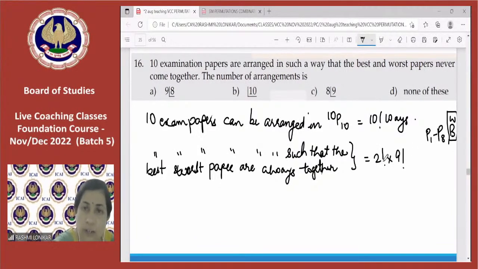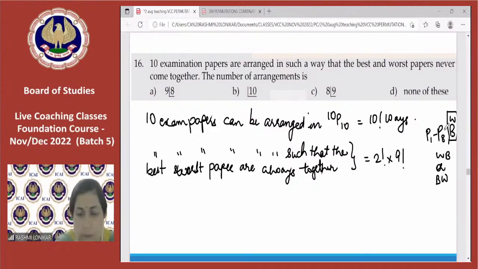Okay, why 2 factorial? Because I can have the worst paper first and then the best, or I can have the best paper first and the worst paper after that. So these are the two options, worst and best, or best and worst. So this is the case. So 2 factorial into 9 factorial.